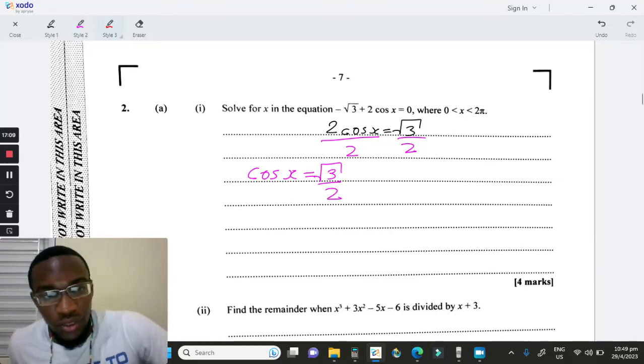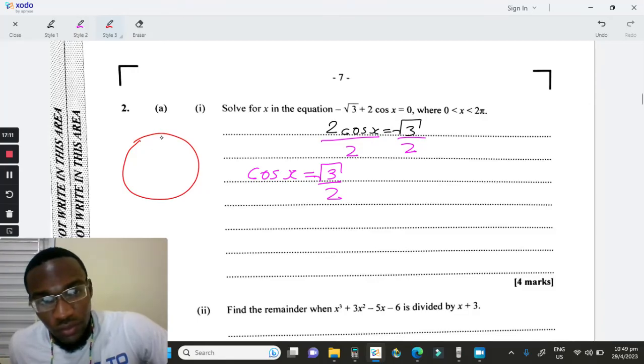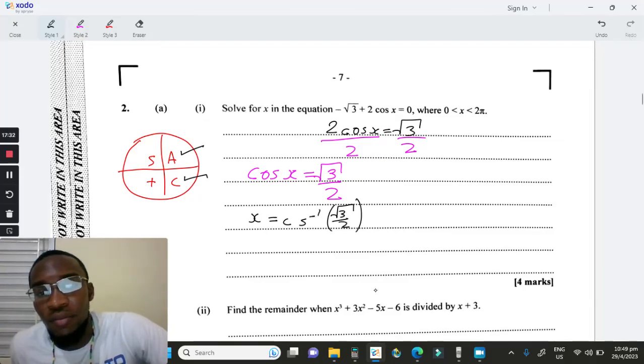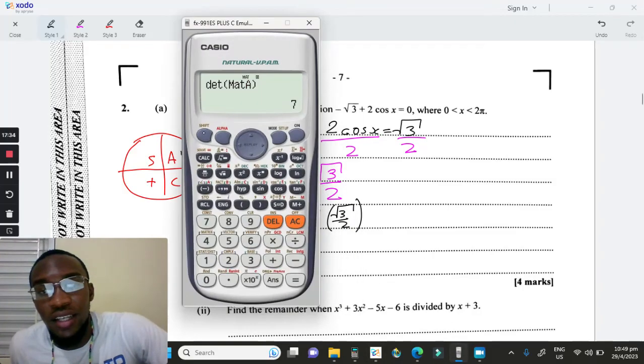So what you do is you draw your circle. And remember, all school teachers care: ASTC. So we're in the quadrants where, since root 3 over 2 is positive, we're where everything is positive and cosine is positive. So the first value for x is going to be cosine inverse of the square root of 3 divided by 2. Then now you put that in your calculator. Cosine inverse, fraction button, square root 3 over 2.